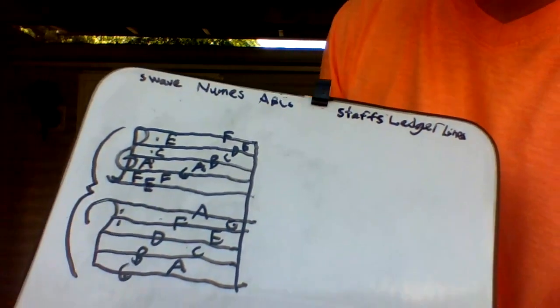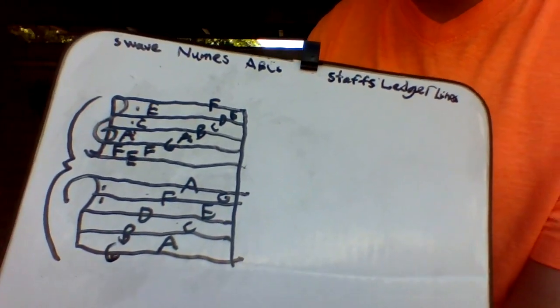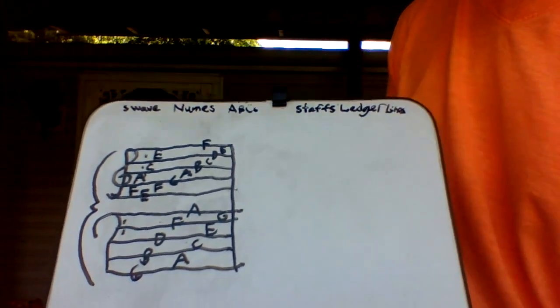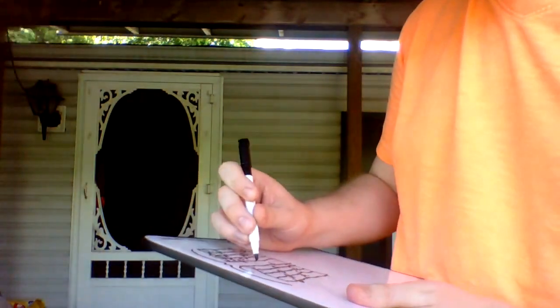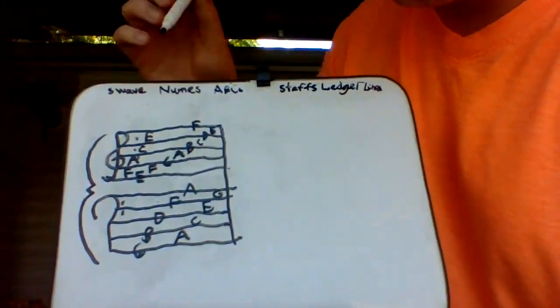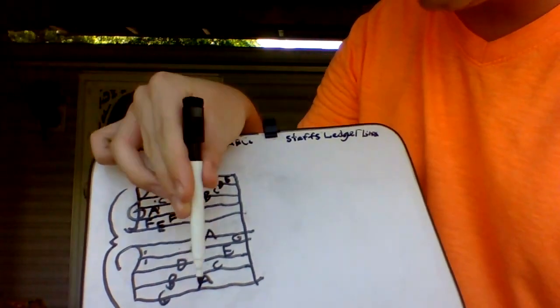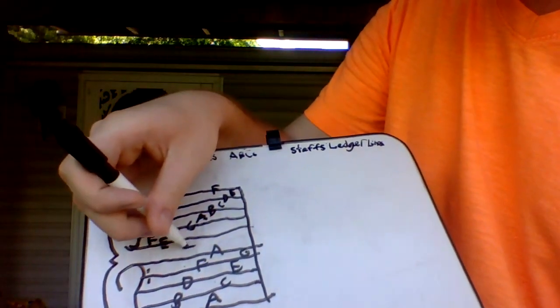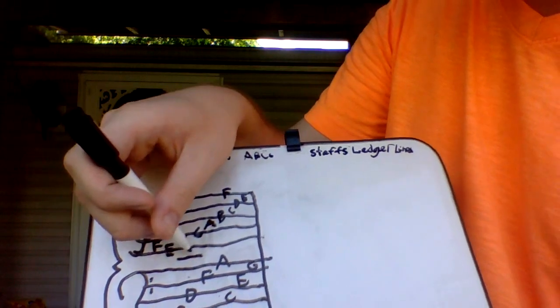G, A. And you might be wondering too how these two staffs connect in the middle, because you have the space in the middle. Well, there's a ledger line we put right here. And a ledger line basically is an additional line we write above or below a staff to add more notes if we need more notes. So there's a line perfectly in between these two staffs called middle C.